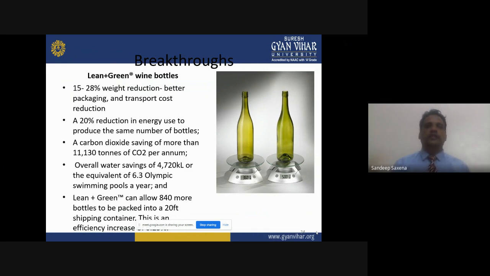Carbon dioxide saving of more than 1113 tons of CO2 per annum. Overall water saving of 4720 kiloliters, or the equivalent of 6.3 Olympic swimming pools a year.